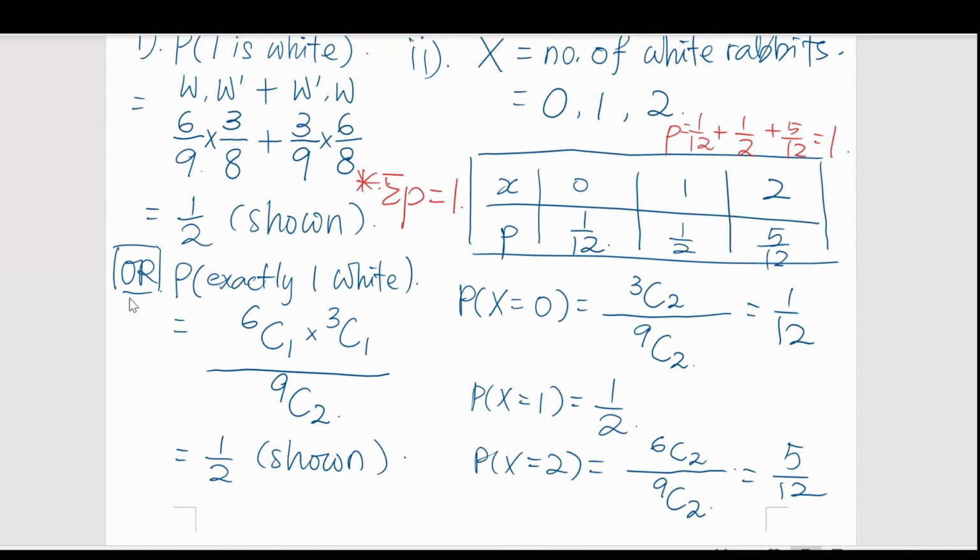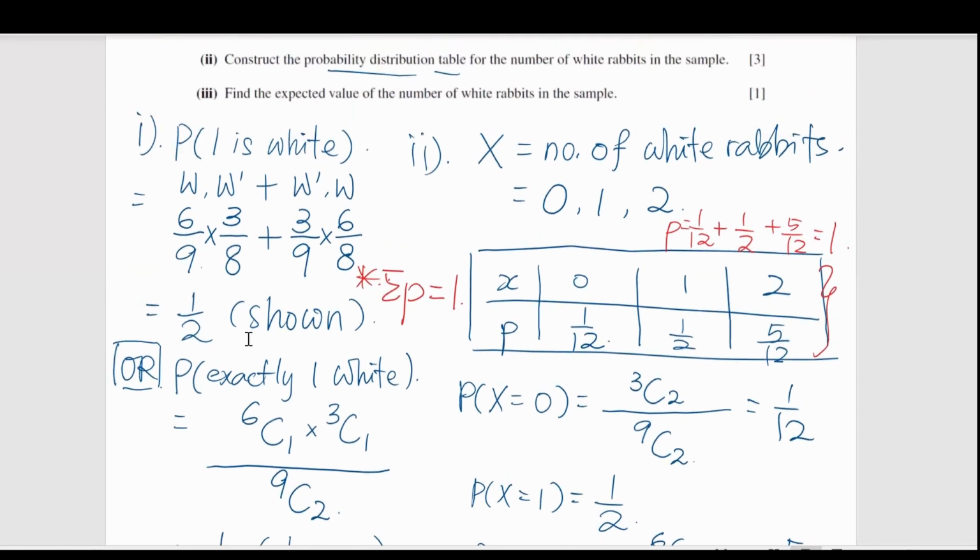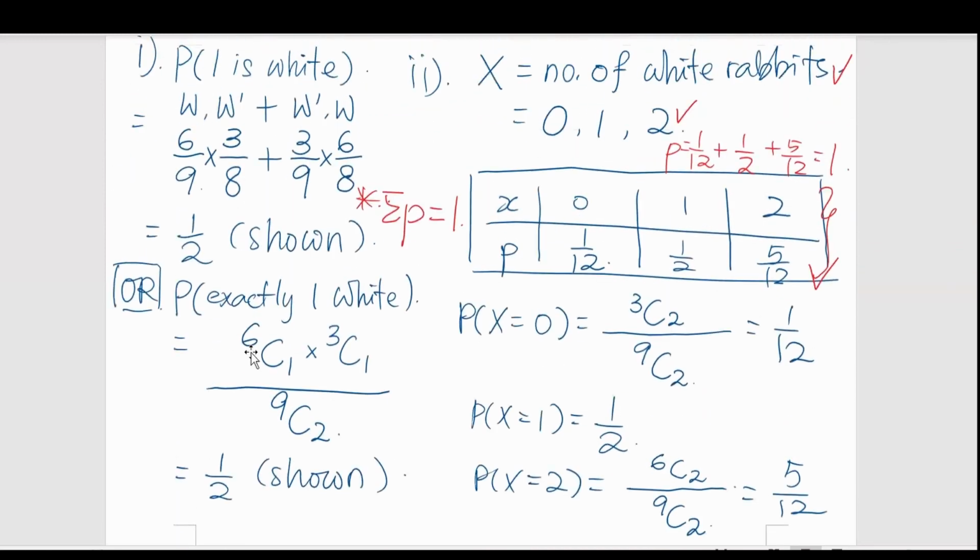Okay, so this is the probability distribution table that we need to be able to construct when you are given a particular situation. So you must be careful how to determine the discrete random variable given by the questions and be able to get the correct possible values the random variable can take, followed by finding their probabilities. All right. Okay, that is how we get the answer for part 2.